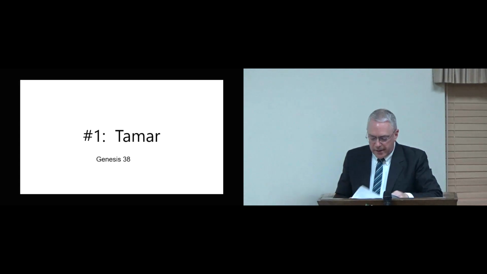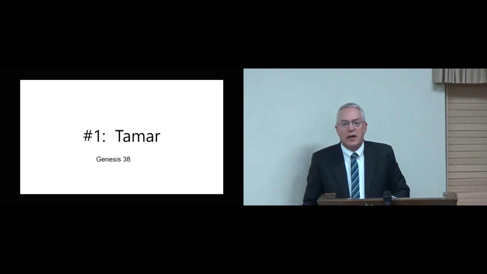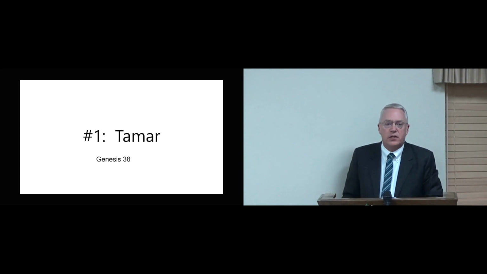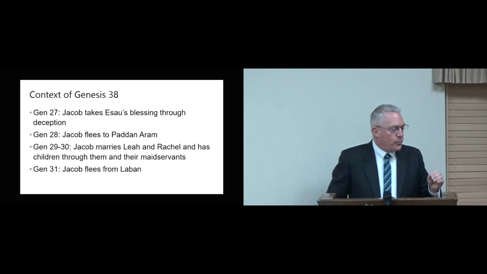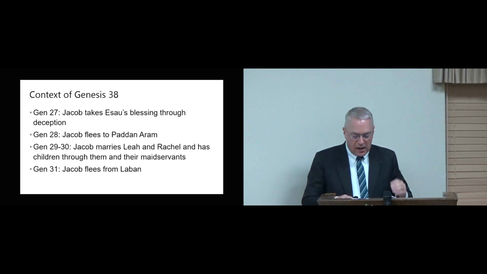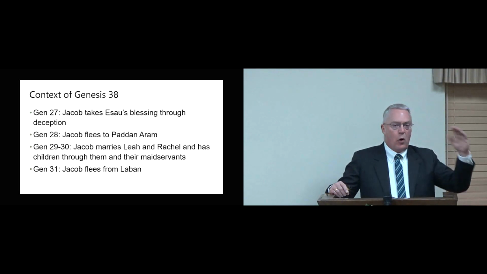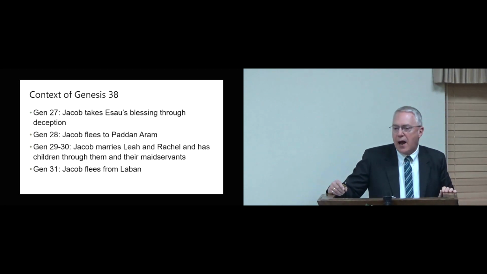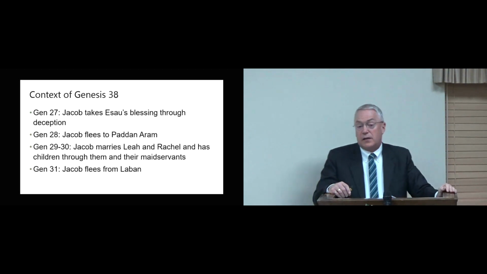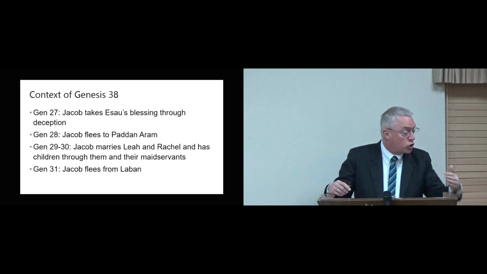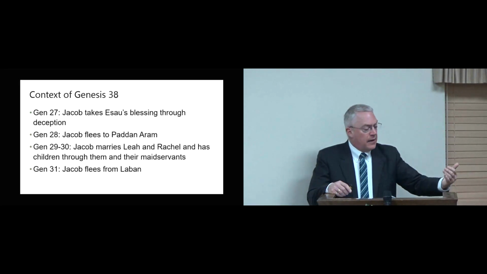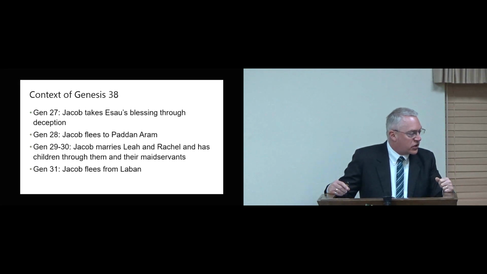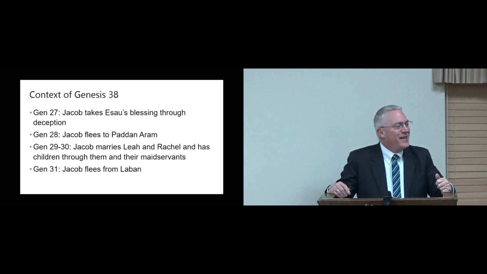So the first one is Tamar, and her story is told in Genesis chapter 38. But in order to appreciate the story, we need a little bit of context. So go back a few chapters. We know that God called Abraham to be basically the first Hebrew, the first Jew. Abraham was promised a son. That took quite a while.